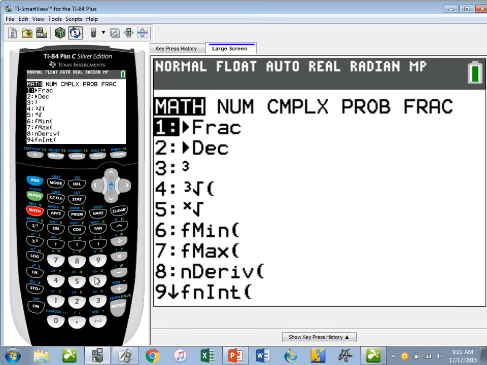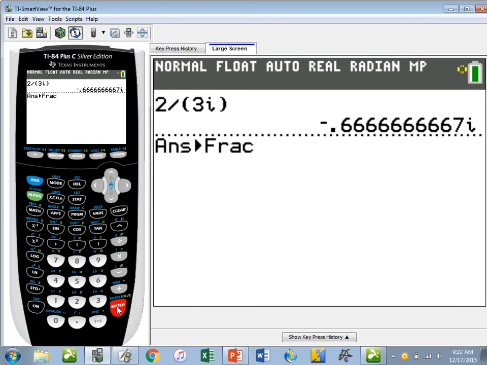And if I hit math, frac, enter, so I can get it as a fraction, you'll see you get negative 2/3 i, which is the same as saying negative 2i over 3. So that's one of the ways you could use your calculator to check your answers for that.